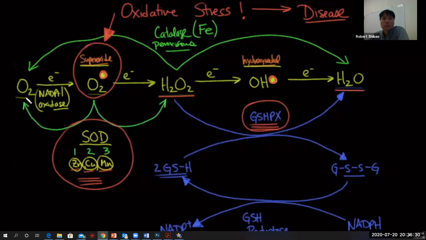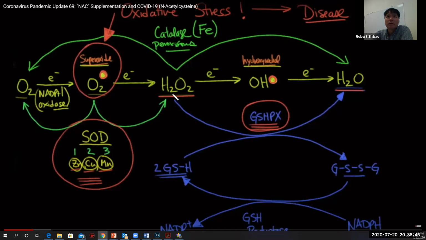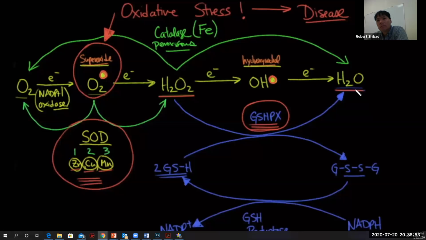Once again, we have oxygen. And when you take an oxygen molecule and add an electron to it, you get a superoxide. You add another electron to it, you get hydrogen peroxide. Well, that's not right. It's just one hydrogen peroxide molecule attached to it. Another electron, you get a hydroxyl, and then finally you get water.